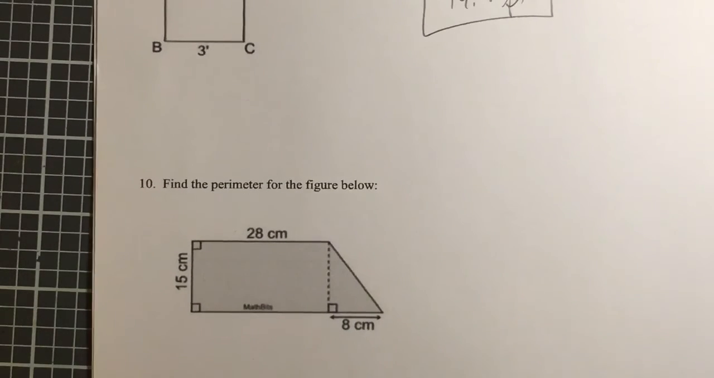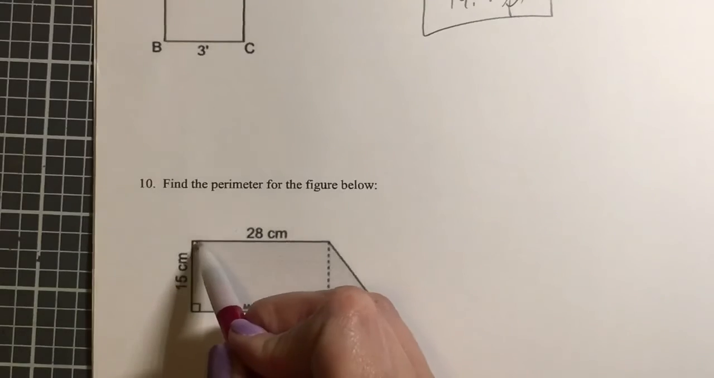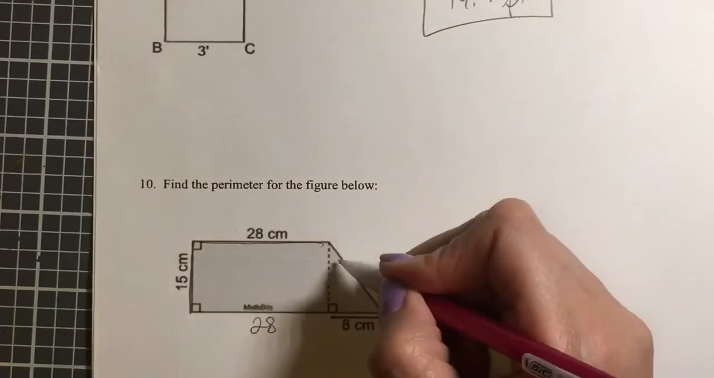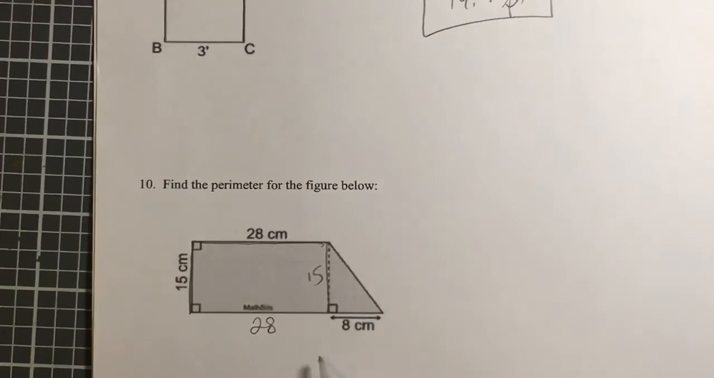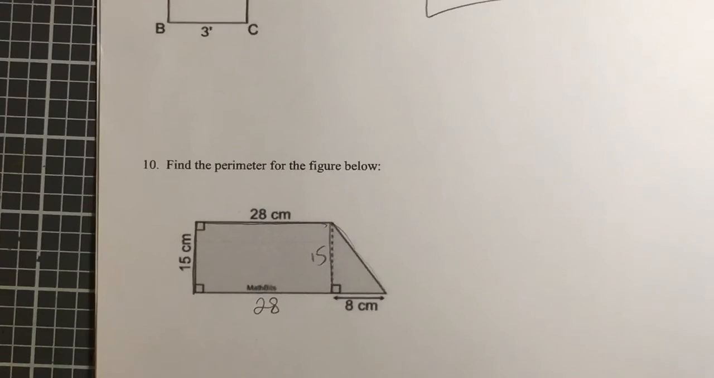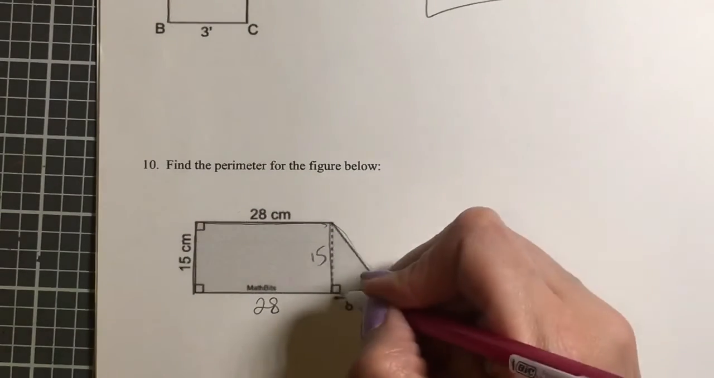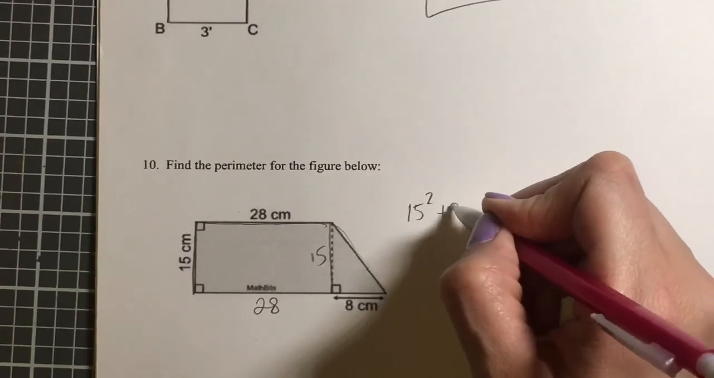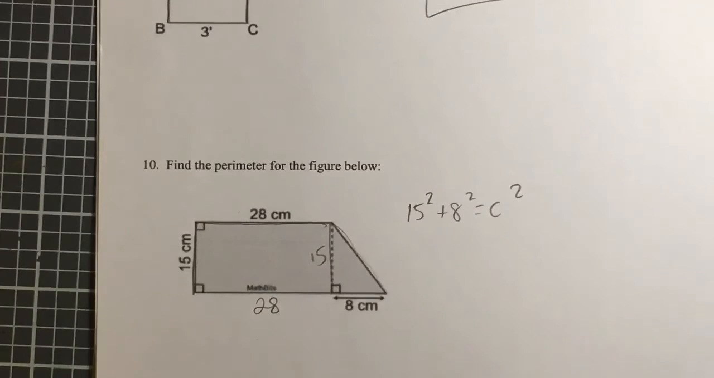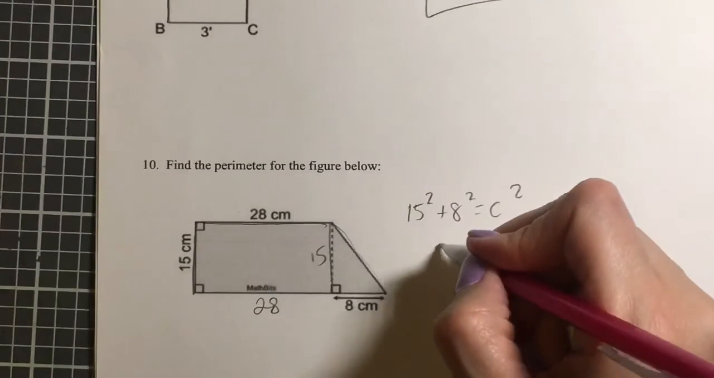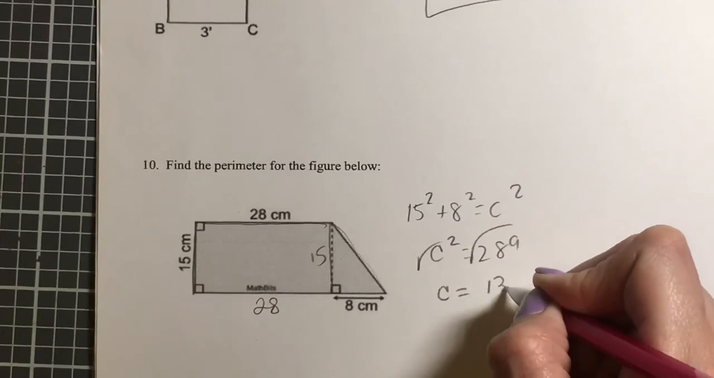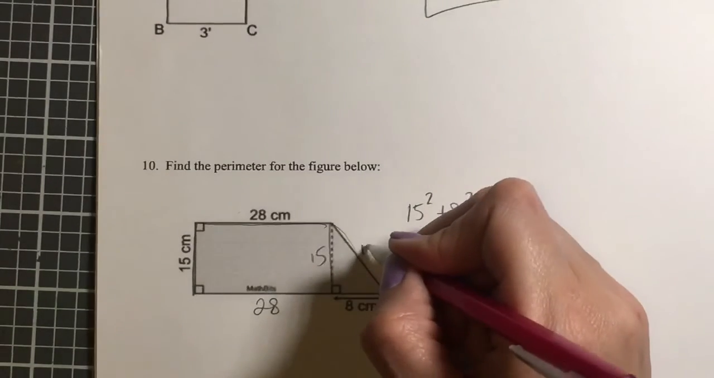And number 10 here, it says find the perimeter for the figure below. So if this is 28, this is 28, this is 15, this is 15. This is the only piece we don't know, but we certainly know how to find it. We've done something similar to this before. So this is a right triangle, so we're going to use our Pythagorean theorem. A squared plus b squared equals c squared. So 15 squared plus 8 squared is that 289 again, which we just did on the last page, which the square root was 13. So that's 13.